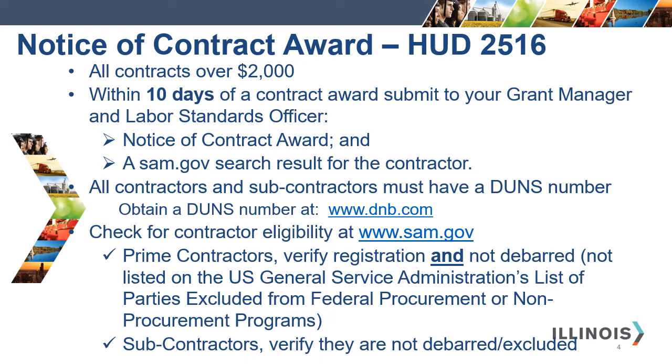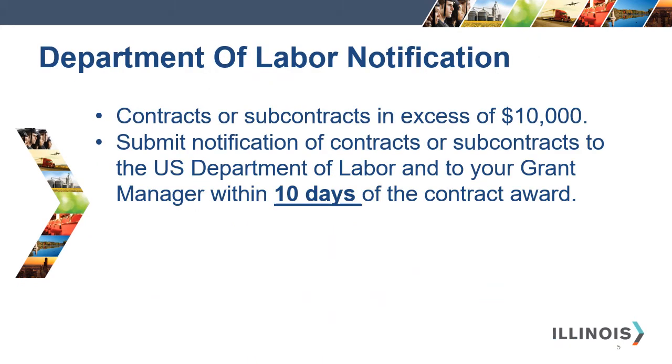Please remember, all contractors and subcontractors must have a DUNS number, a Dun & Bradstreet Data Universal Number System number. A DUNS number is free and can be obtained by visiting the website listed on this slide. Also, within 10 days of the contract award, the Department of Labor notification is due to your grant manager and the U.S. Department of Labor.